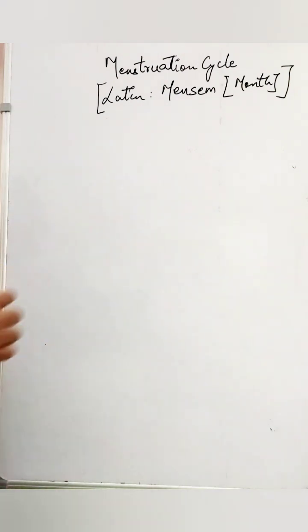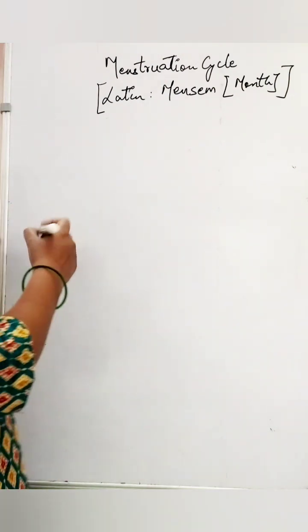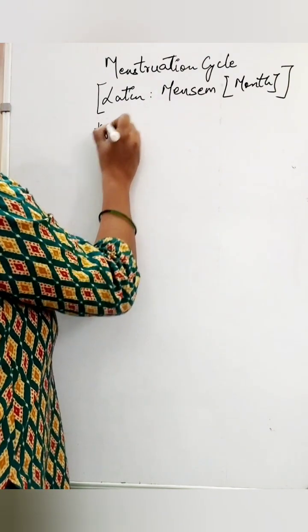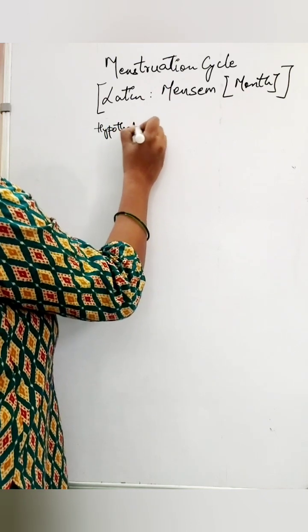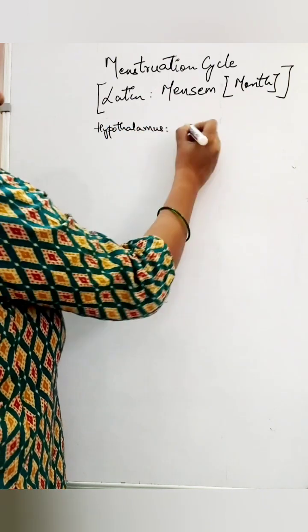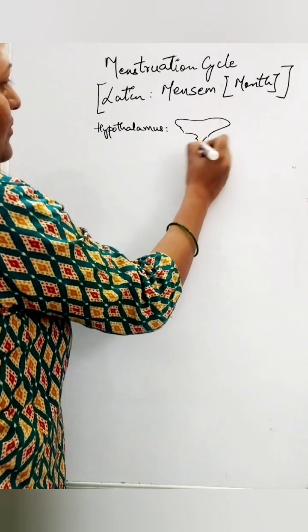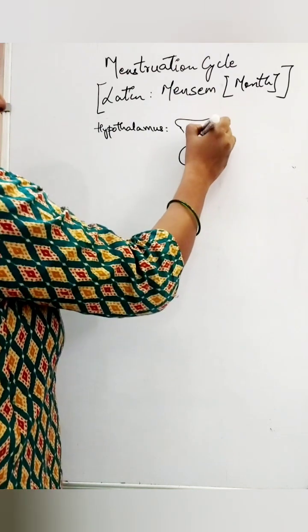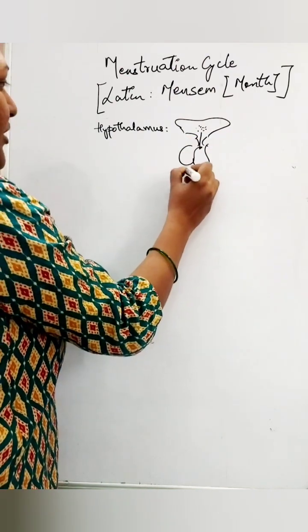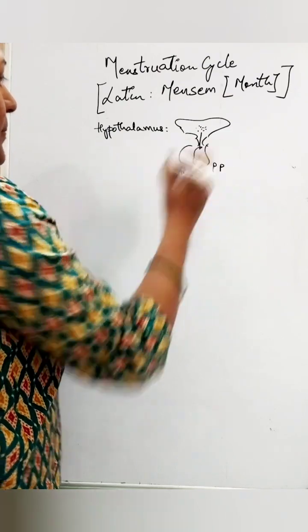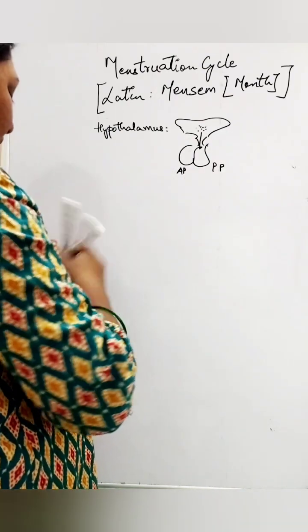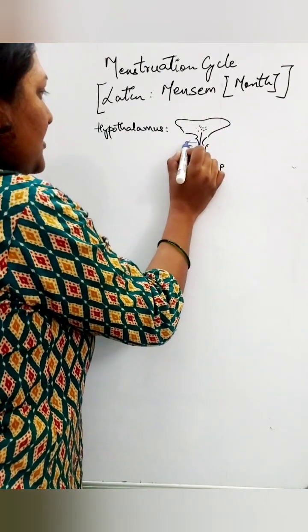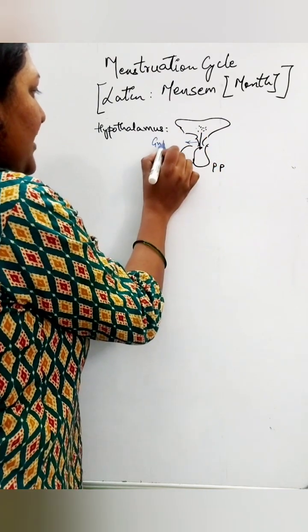So the menstruation cycle is always controlled by the master gland, which is called the hypothalamus. For example, if this is the hypothalamus, in the hypothalamus there are some neurons which secrete. This is the anterior pituitary, this is the posterior pituitary. So the anterior pituitary, through the hypothalamus, here at this junction, the hypothalamus will be secreting GnRH.